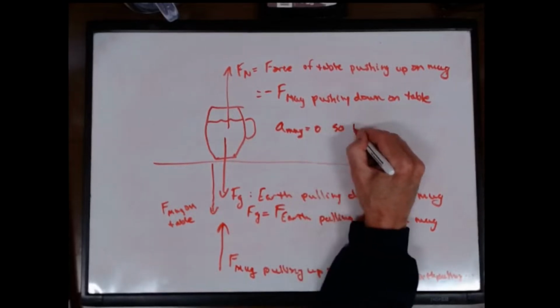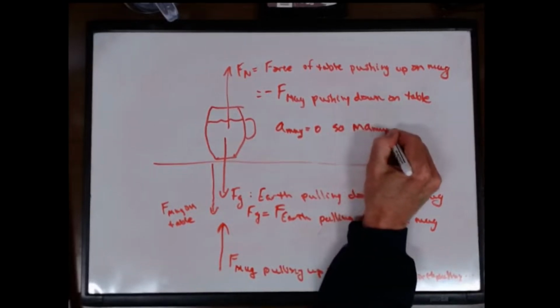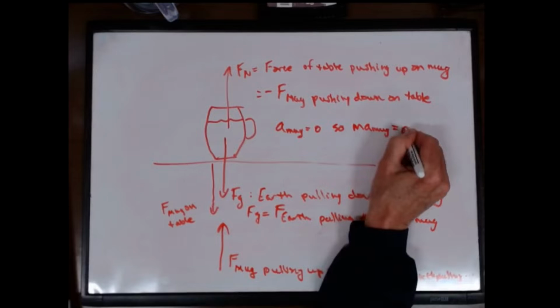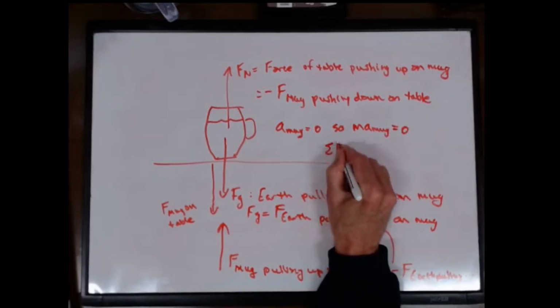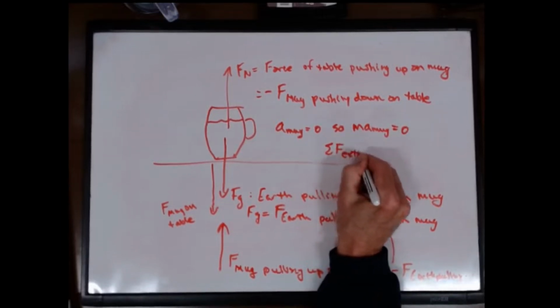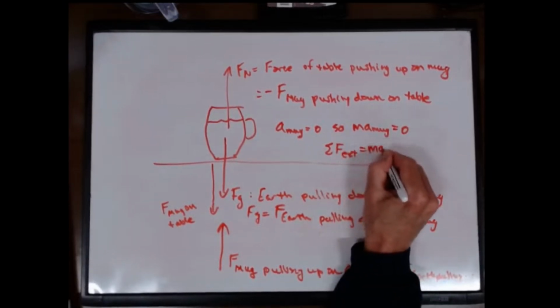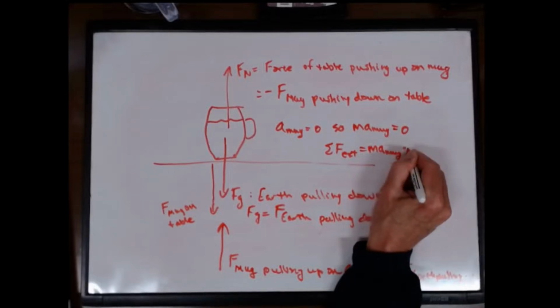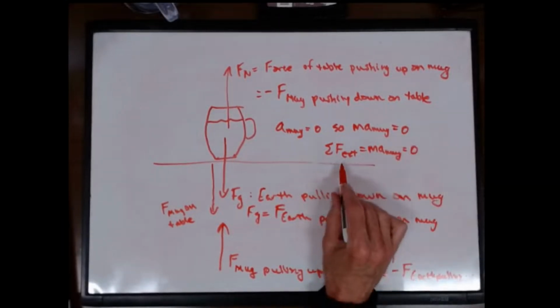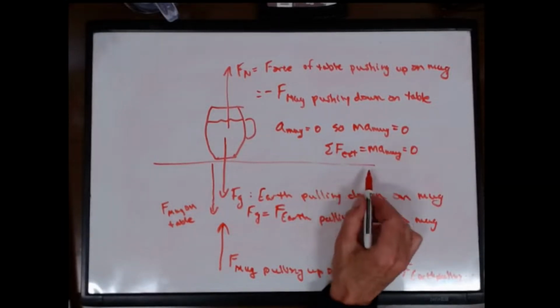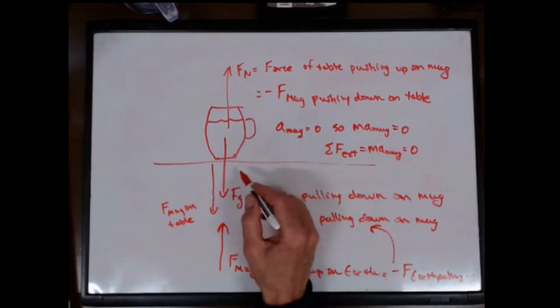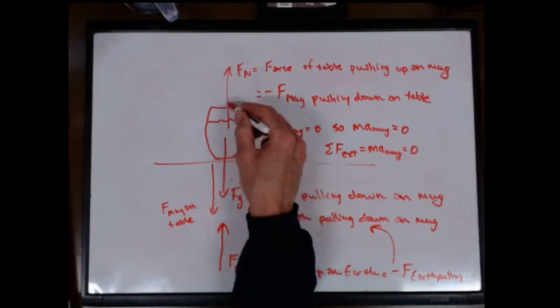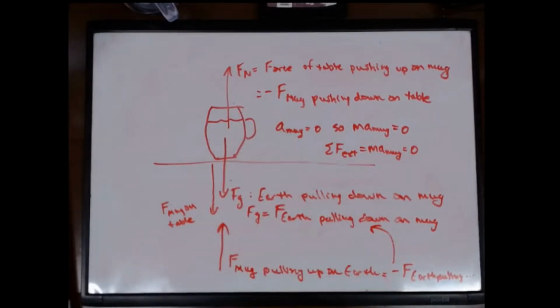So m a_mug is equal to 0. And so since the sum of the external forces equals m a_mug, which is equal to 0, that means the net external force is equal to 0. And in order for that to be true, these two forces have to cancel each other out because they're the only two forces acting. That part of it, you just kind of have to take my word for it, but we'll talk about that more as we go.